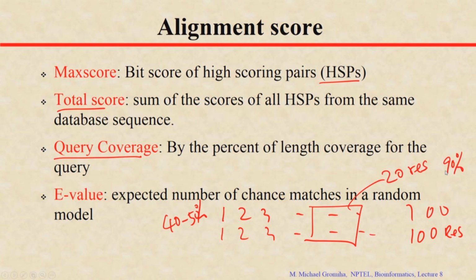Now there is a bias. If you have this, the random chance to get these specific residues is very high compared with the complete alignment. In this case you have to take into consideration not only the score, but also the query coverage. This is the reason why they give the query coverage also in the alignment score.